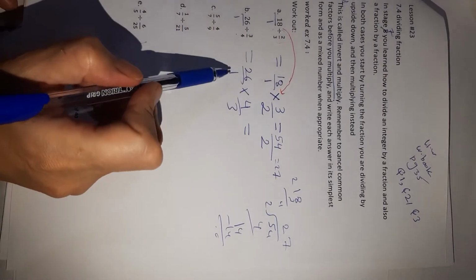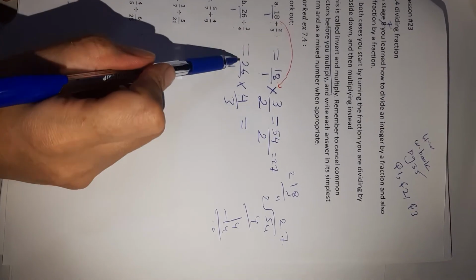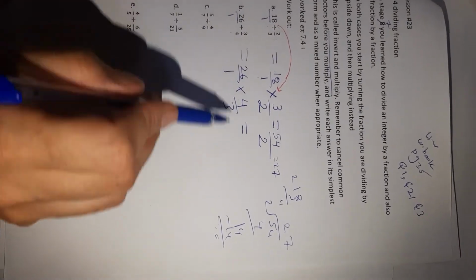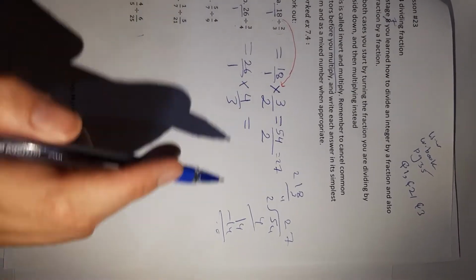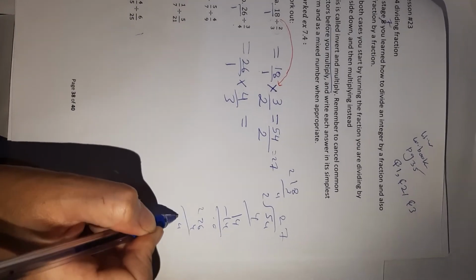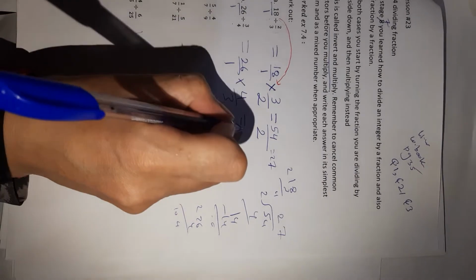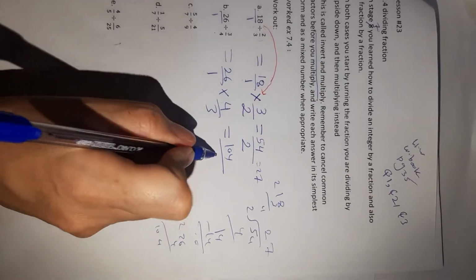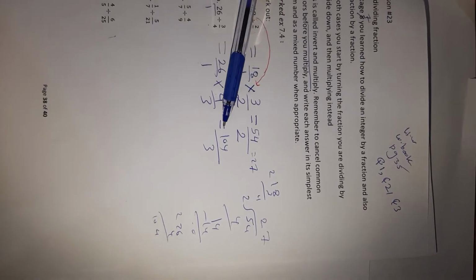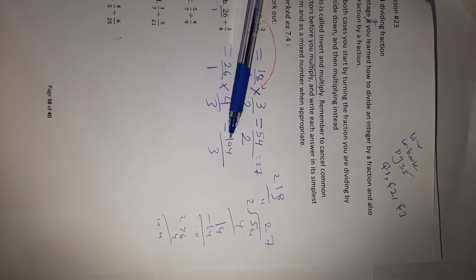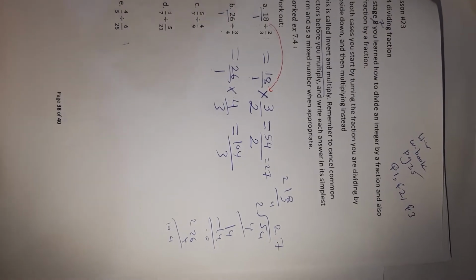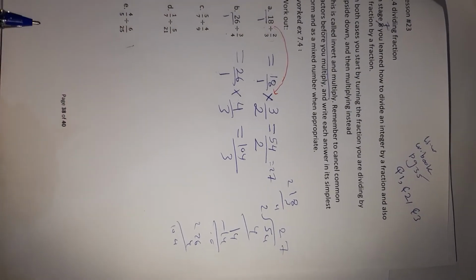Now look, 1 and 4 there are no common factors. 26 with 3, there are no common factors. Just multiply the numerators, multiply denominators. 26 times 4 is 104. 1 times 3 is 3. Now here note that 104 over 3, 104 is more than 3, so it's an improper fraction. You need to divide it.